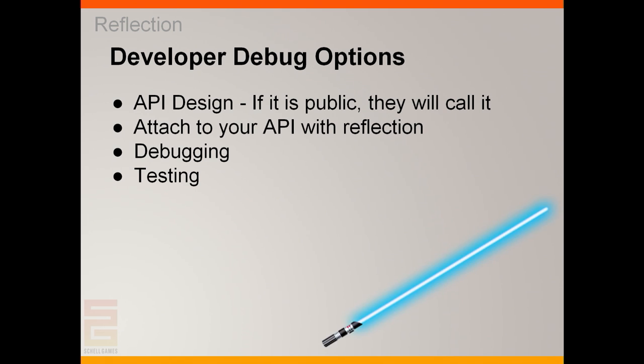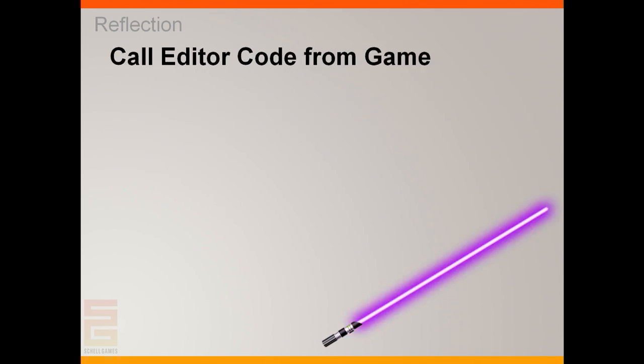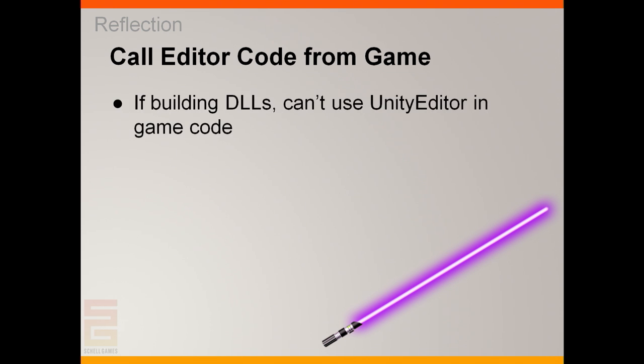This is the light side usage of reflection. This is you calling into your code. It's safe. It's just all happy. Somewhere a little darker, we have calling inside of Unity, calling into editor code from game code.